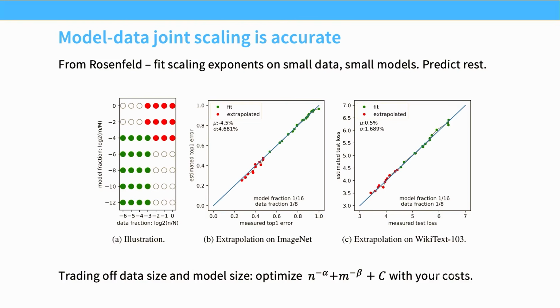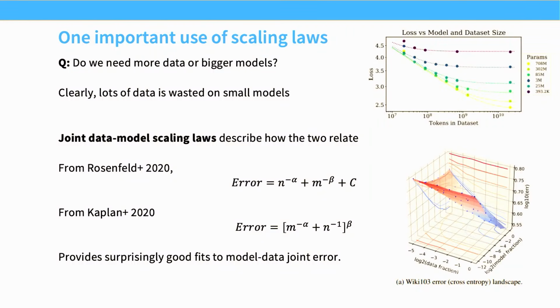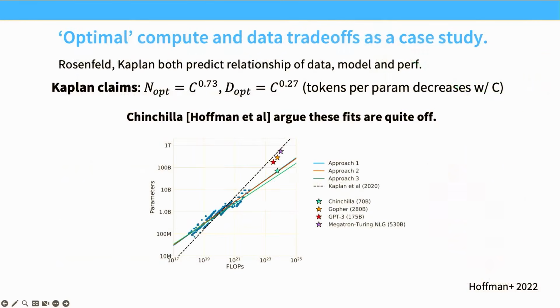And so once you have that, now what you can do is to say, well, I have a fixed amount of flops, subject to my flops constraints, minimize this. That's a simple nonlinear optimization problem. You can do that to solve for this. Now, both Kaplan and Rosenfeld provide equations of this form. What do they say?